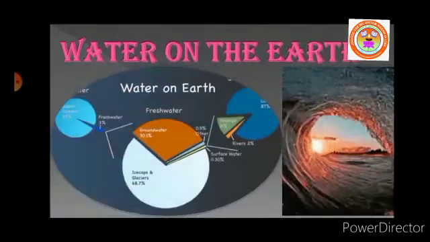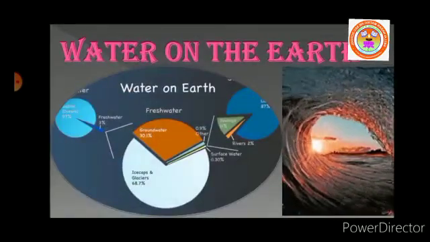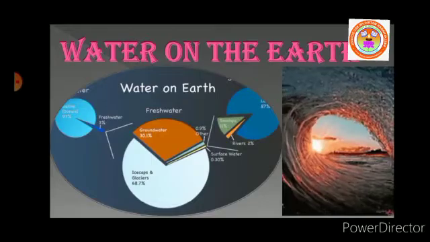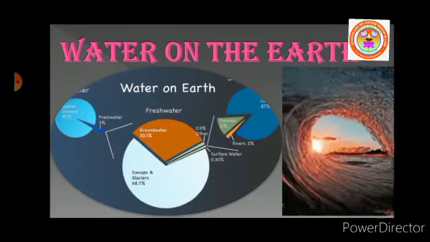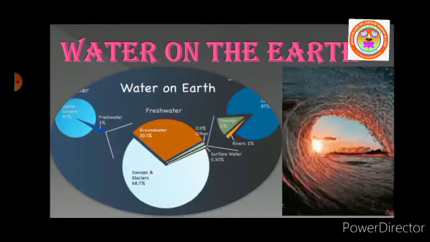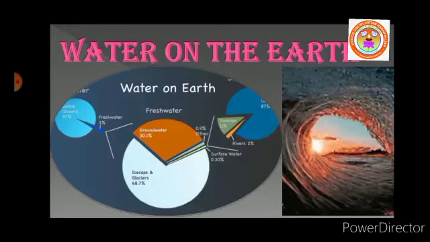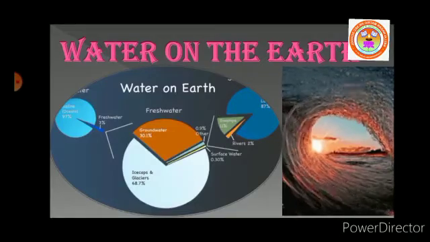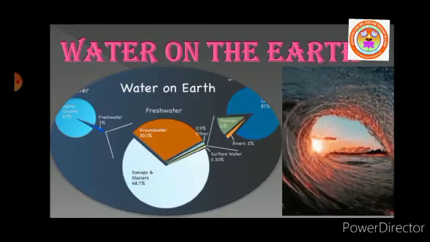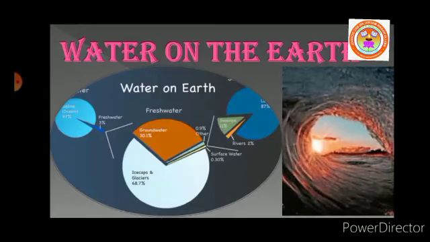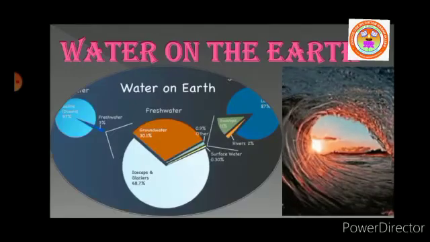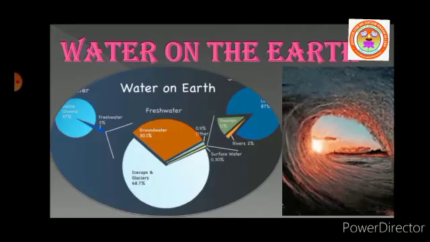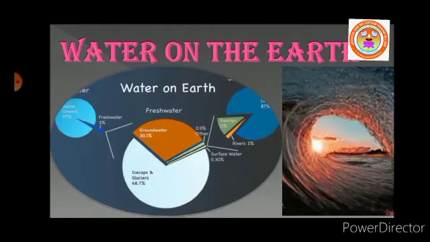Next, let us see water on the earth. About 71% of the earth's surface is covered by water. The quantity of water present on the earth is about 326 million cubic miles. The salt water is about 97.2% and the fresh water is only about 2.8%. Out of this 2.8%, only 2.2% is available as surface water and the remaining 0.6% as groundwater.